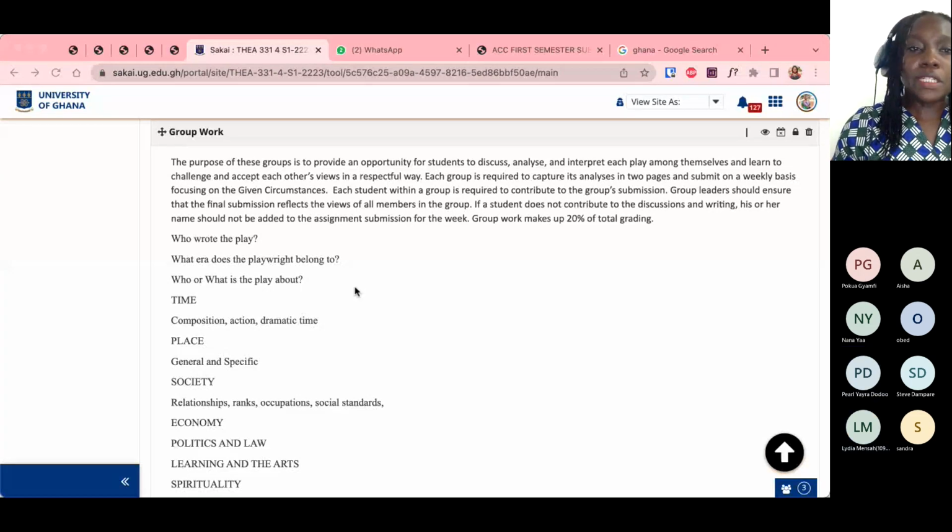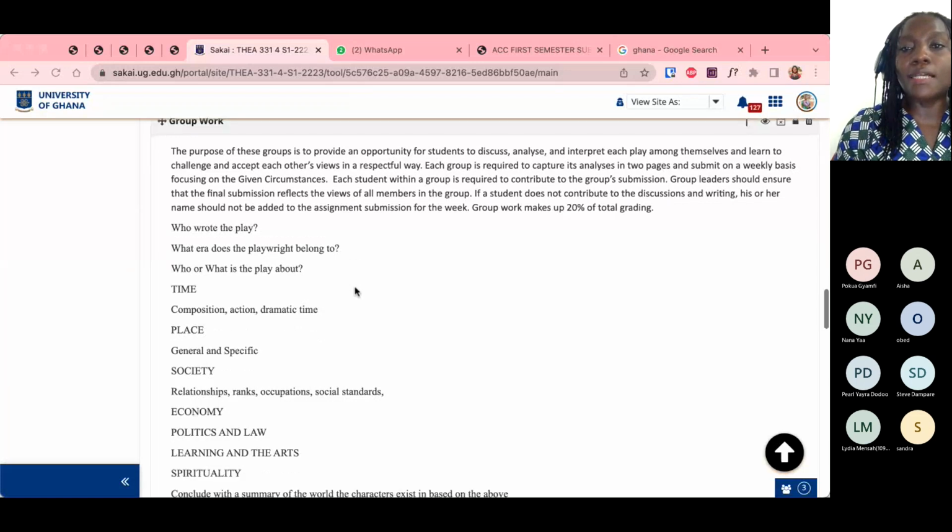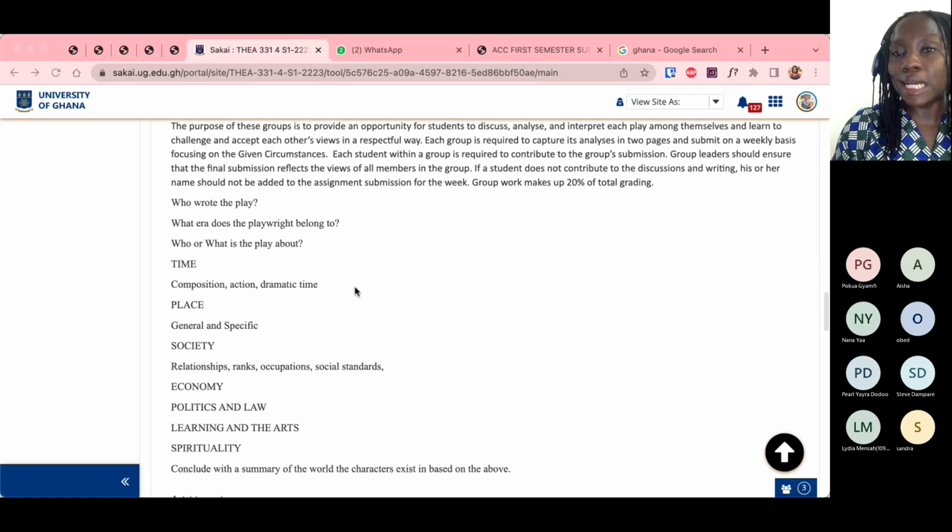So the following information is on the group work. The purpose of these groups is to provide an opportunity for students to discuss, analyze, and interpret each play among themselves and learn to challenge and accept each other's views in a respectful way. Each group is required to capture its analysis in 2 pages and submit on a weekly basis, focusing on the given circumstances. Each student within a group is required to contribute to the group's submission. Group leaders should ensure that the final submission reflects the views of all members in the group.